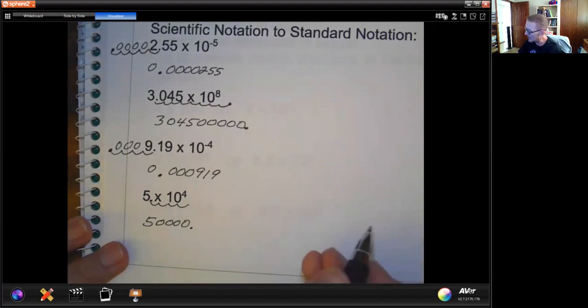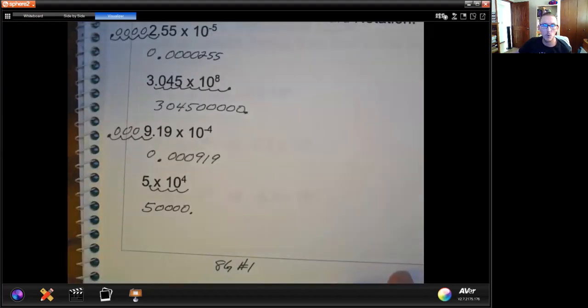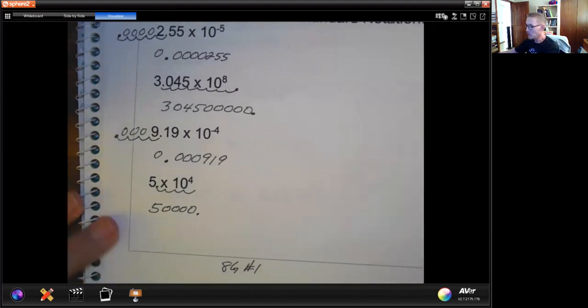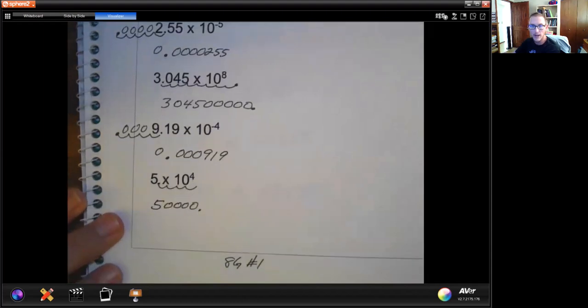Again, this is IXL 8G number 1. So 8G number 1 is going to be scientific notation and standard notation, and writing the number in the correct notation based on what you see. If you wanted to pause right now and do 8G1, that would be a pretty good idea. I'm going to continue.